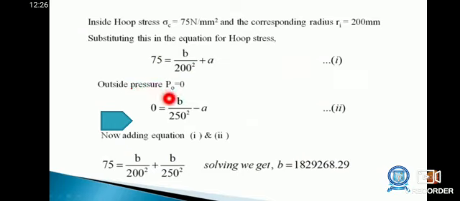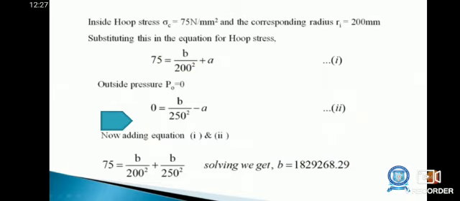Outside pressure Po is equal to 0, which is the assumed value. So 0 is equal to B divided by 250 square minus A. That is equation number 2. Now adding equations 1 and 2.